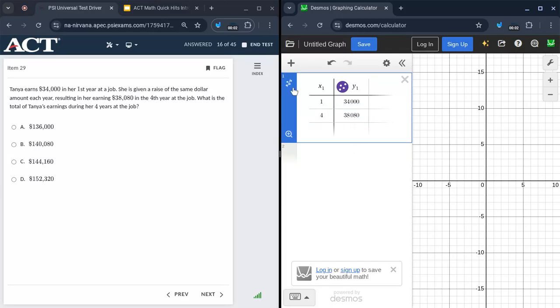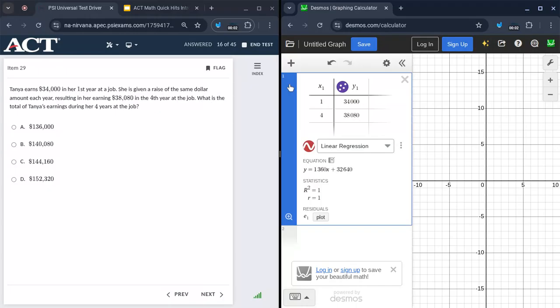So there's our table. If we look up here, we have this little icon with dots and lines. If we click on that, that's Desmos knowing that we're going to do a regression. Again, it's a linear regression because she's going up by the same amount every single year. So it gives us the equation right here that we're going to need to use to calculate everything.